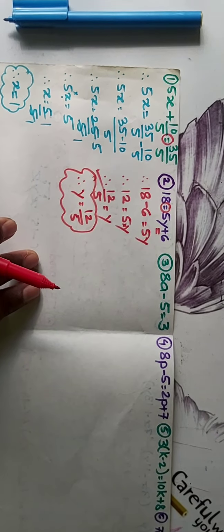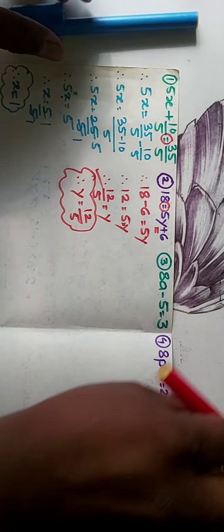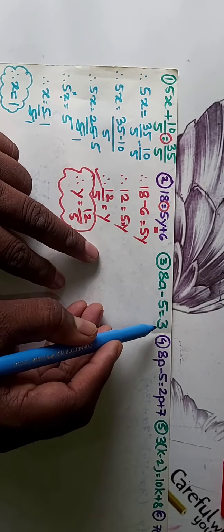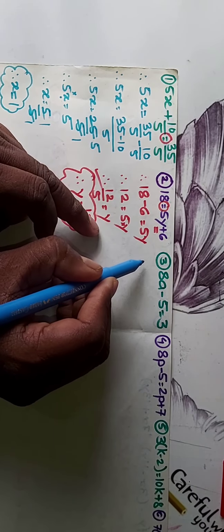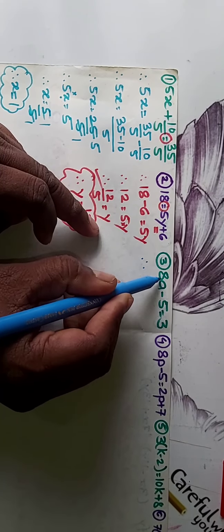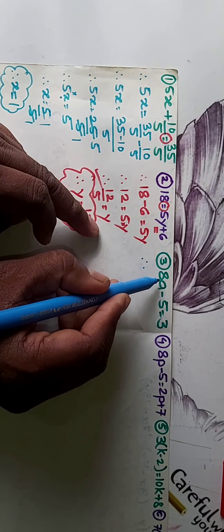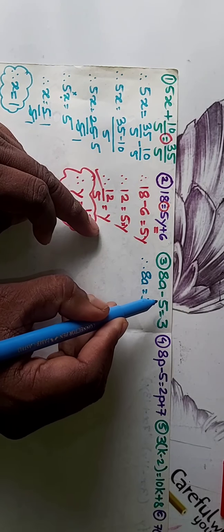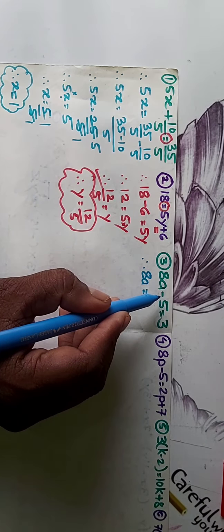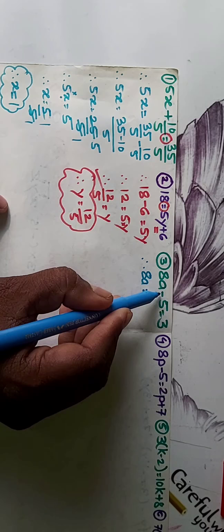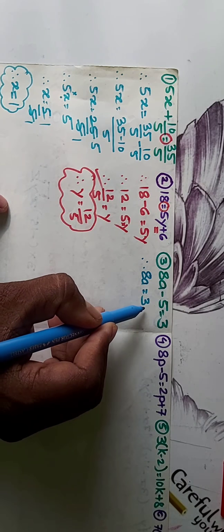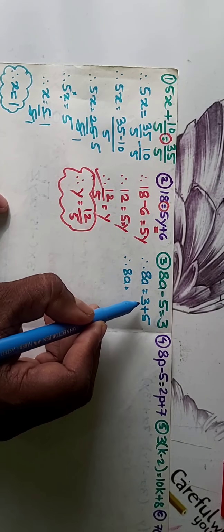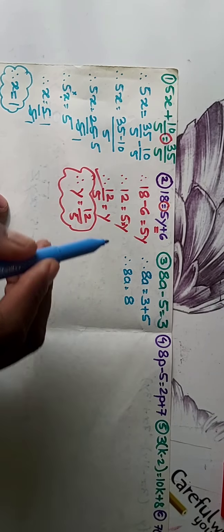Okay, now next one is 8a minus 5 is equal to 3. As I told you, first write the term having the variable, that is 8a is equal to 3. Now this minus 5, when transposing, we have to change the sign and minus becomes plus, so plus 5. Therefore 8a is equal to 3 plus 5, that is 8.